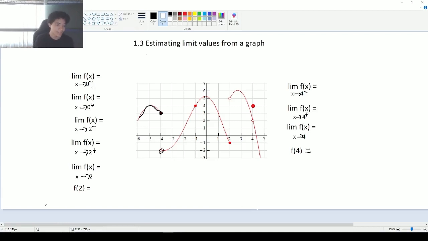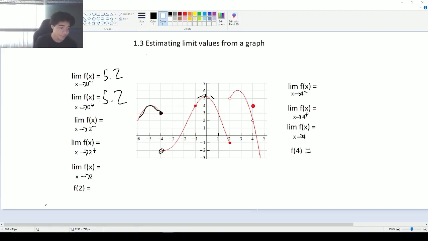Limit of f of x when x is approaching 0 from the left side. Okay, well, let's find that on the graph. This is 0. Right here, look at it from the left side. Looks like we'll call that 5.2. Okay, from the right side, let's see. From the right side, okay, the same spot. We'll call it 5.2 again. So the limits from the left and right of 0 are the same.